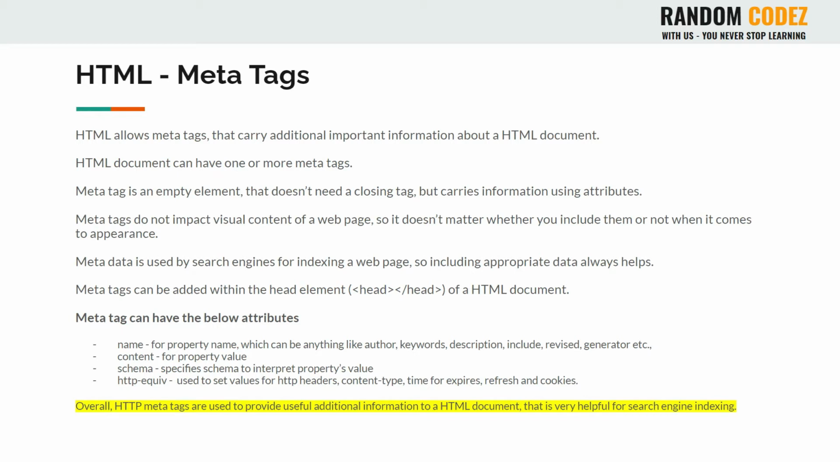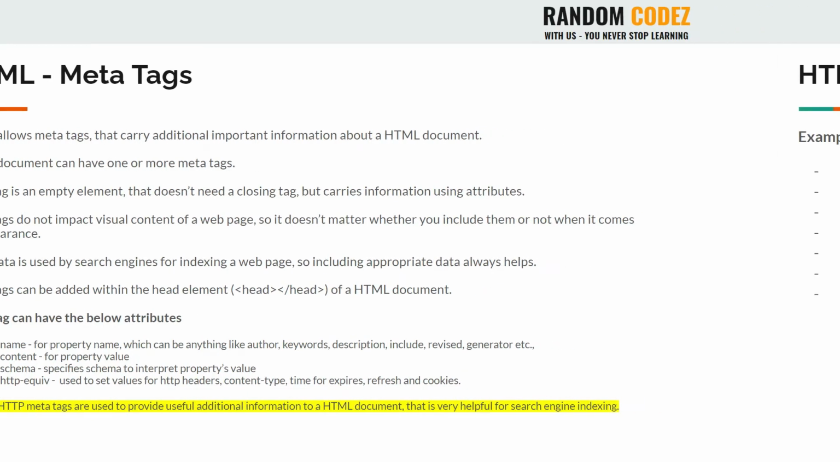And the attribute http-equiv is used to set values for HTTP headers, like content type, expires, refresh, and cookies. Overall, HTML meta tags are used to provide useful additional information to an HTML document that is very useful for search engine indexing. Now, let's look at some examples of meta tags.